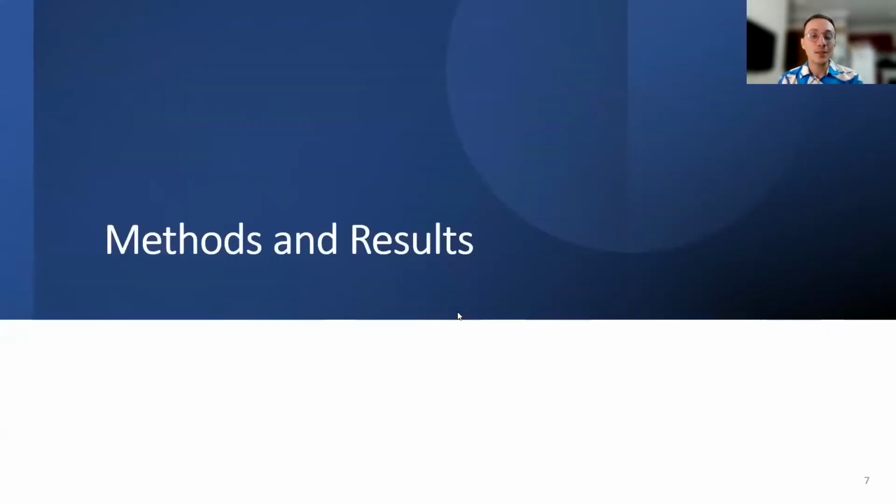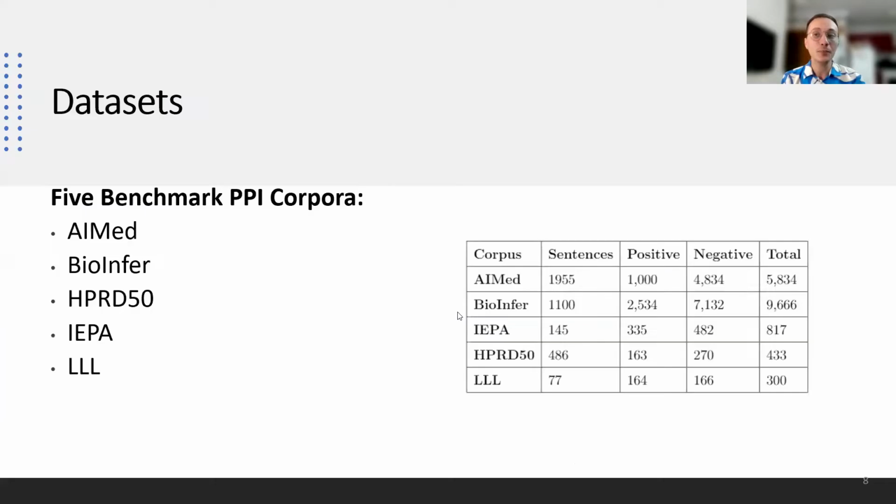So let's move on to the methodology section and introduce how we try to solve this problem. First of all, we have used 5 benchmarking PPI datasets, which are AIMed, BioInfer, HPRD50, IEPA, and LLL. These 5 benchmarking corpora have been transformed into a unified format by PySysRev, and they have been widely used by several PPI extraction studies. Therefore, they became common benchmarking datasets over time.